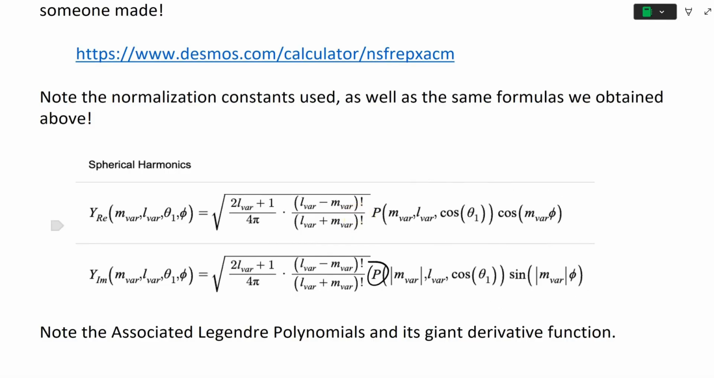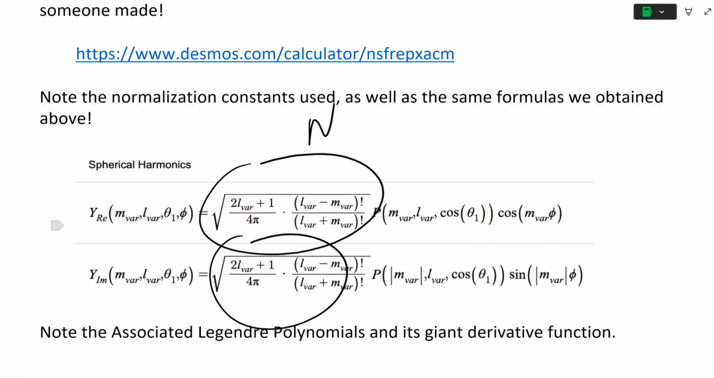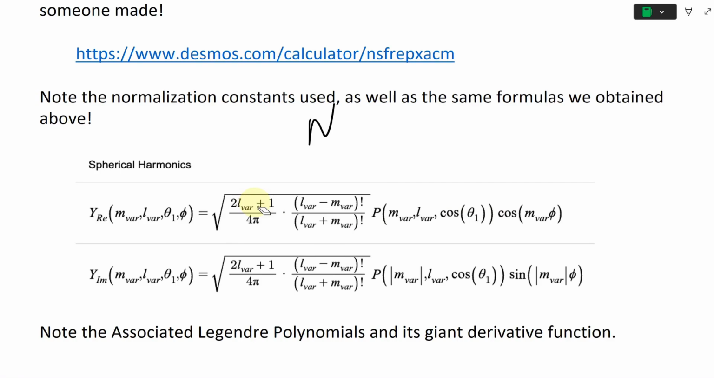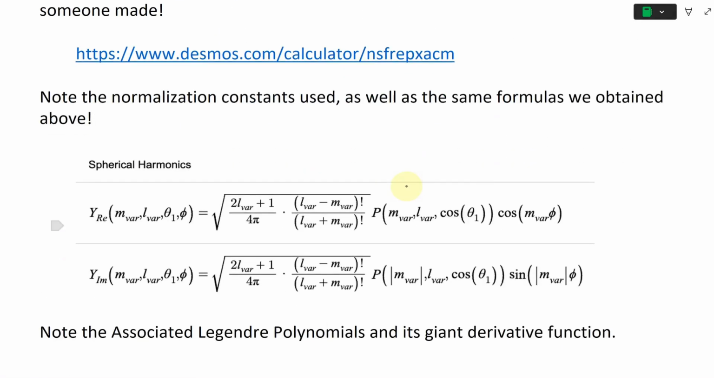There's the p, there's the m. This one is l, but we used n, and there's cosine and so on. There's some other stuff, but again, here are the normalization constants. Those are the n, that's the n they use. So again, that's why we used proportional there. It's the exact same thing. They have the absolute values. They call this m var. We'll explain that in a bit.